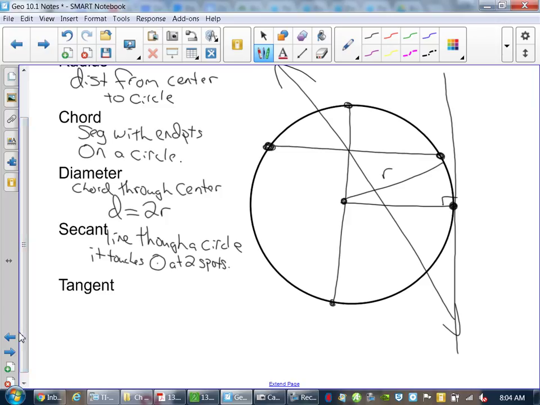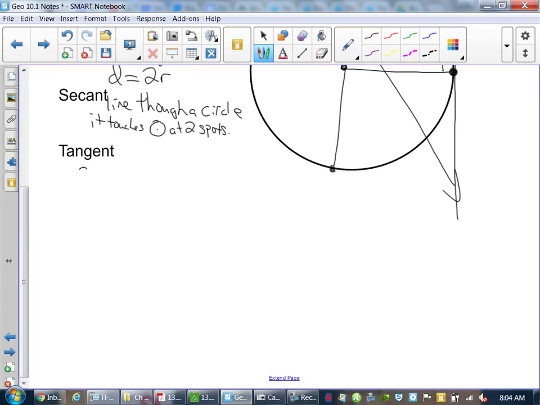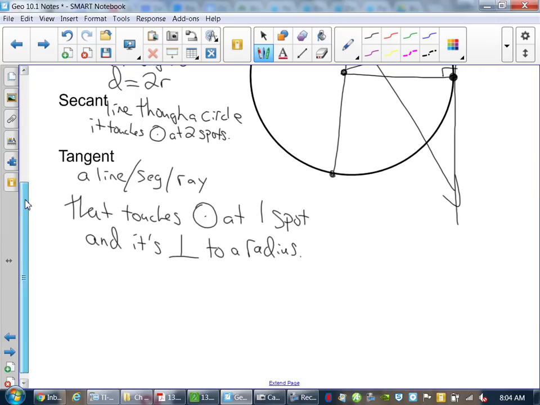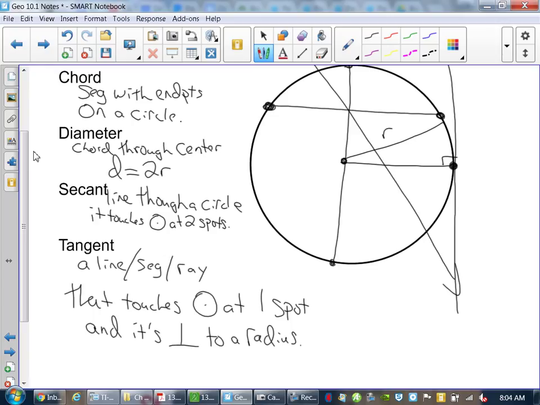So the tangent, let me slide this up a bit, is a line, segment, or ray that touches the circle at one spot and it's perpendicular to a radius. Okay. So your tangents, you get that.